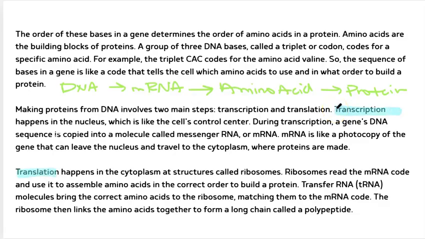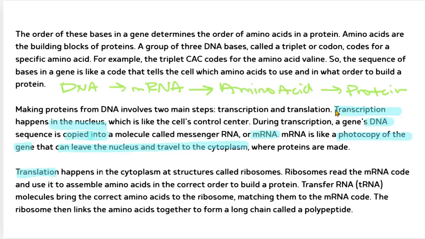So with transcription, it takes place in the nucleus, right? It takes DNA, copies it, and it copies it into messenger RNA, or mRNA. That literally is a photocopy of the genetic information, and then it is allowed to leave the nucleus and go to the cytoplasm. That's transcription all by itself. Translation is that next step.